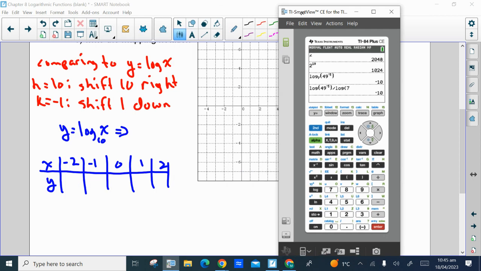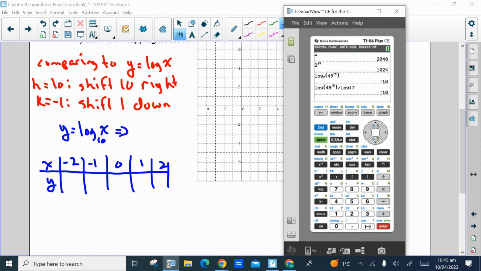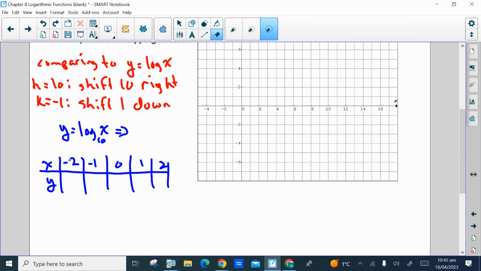So using a calculator, if I want to know what the log of negative 2 is, well, I can't. Because remember, you can't take the log of a negative number. So we're going to have to adjust our table a little bit here, because you cannot take the log of a negative number. And you can't take the log of 0 either. The argument must be greater than 0.